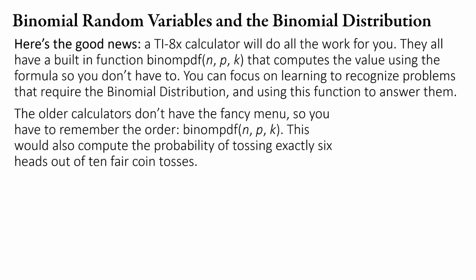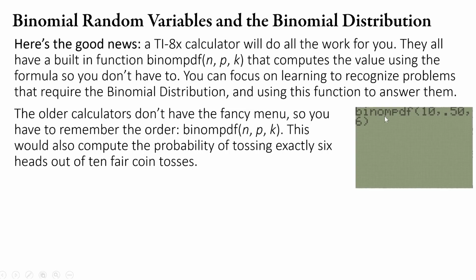On the older calculators, they don't have the fancy menu, so you have to remember the order: number of trials, probability of success on a single trial, and then the number of successes that you're looking for. So this is how you'd enter it on an older calculator. 10 is the number of trials, 50% chance of success because I'm tossing a coin, and I want to look at the probability of getting 6 successes.